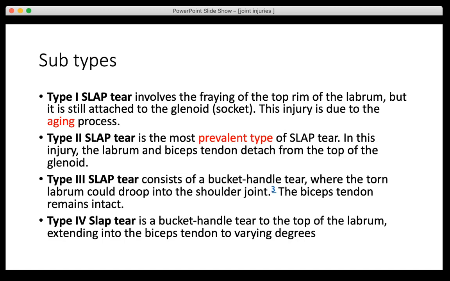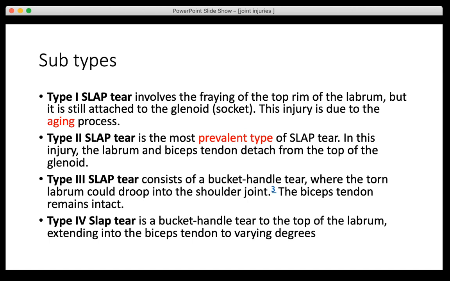Now there are four subtypes of this particular injury depending on how it happened. One is type 1 SLAP, type 2 SLAP, type 3 SLAP, type 4 SLAP. Now type 1 is due to aging, so it has nothing to do with the games. This kind of tear happens due to fraying of the top of your labrum. The cartilage gets degraded with age. It is basically due to the aging process, so this is nothing to do with sports.